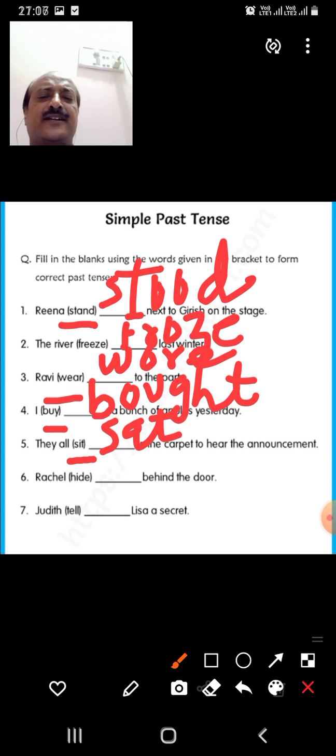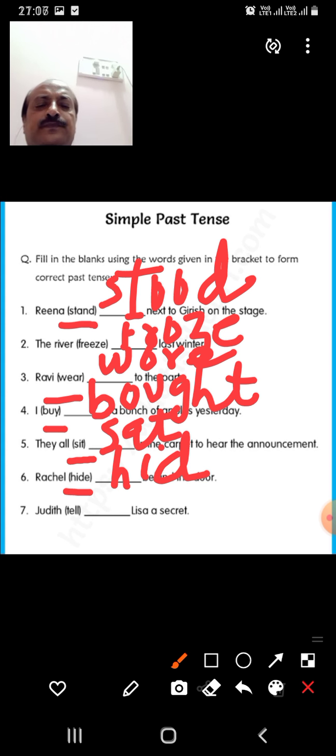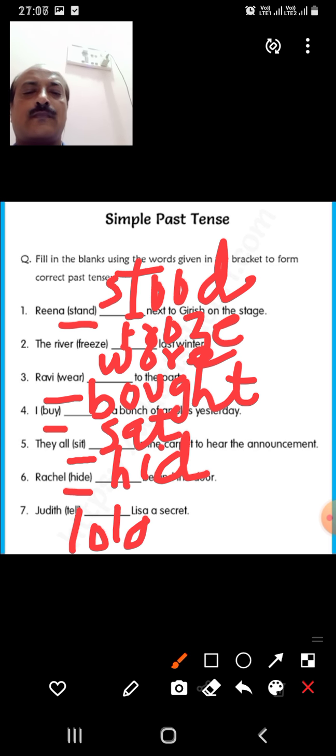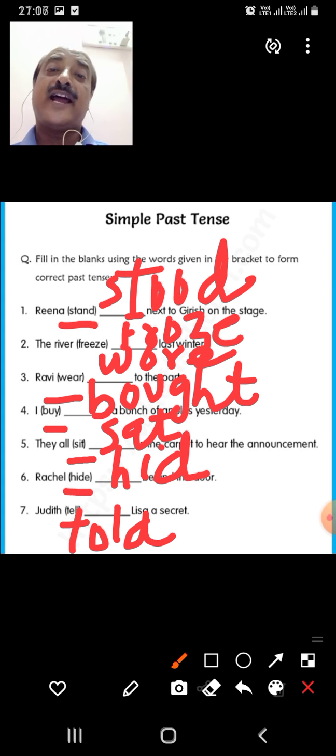Rachel hide dash behind the door. So hide is present. Hid, H-I-D. We remove E out here. Rachel hid behind the door. Judith tell dash Lisa a secret. Tell is the present tense. What is the past tense of tell? Told. Judith told Lisa a secret. Told means already in the past. She has already finished telling the secret. Sometime before she has told Lisa the secret.